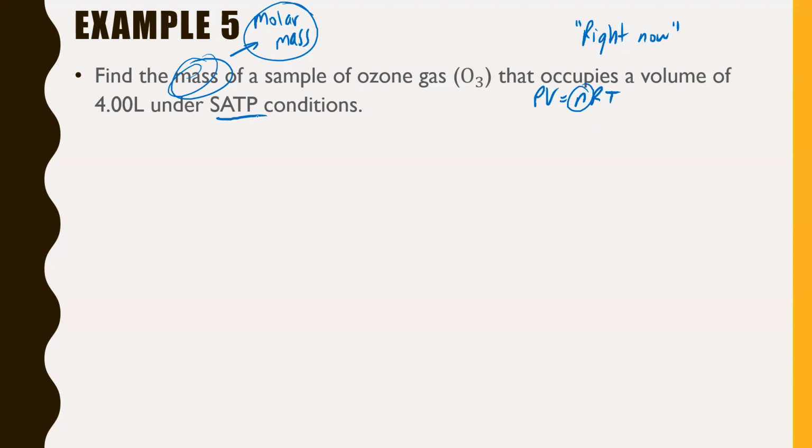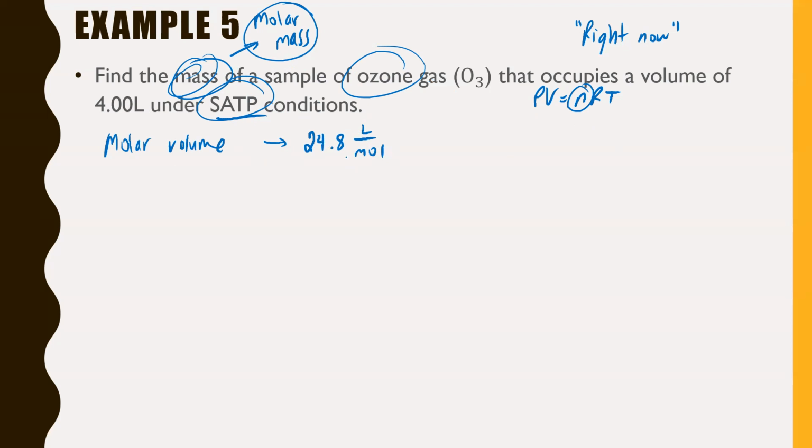Under SATP conditions, we have something called a molar volume. What this means is under SATP conditions, no matter what kind of gas you have, whether it's ozone gas or water vapor or carbon dioxide or hydrogen, the molar volume, according to your formula sheet, is 24.8 liters per mole. That means 1 mole of gas under SATP conditions will occupy 24.8 liters.